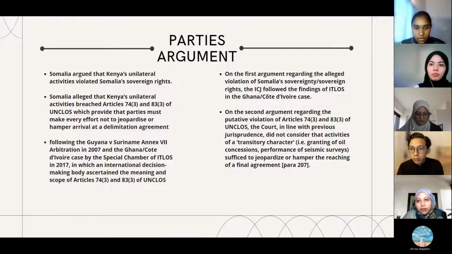Nonetheless, the court appears to have endorsed the argument that unilateral drilling in disputed marine areas that causes permanent injury is a violation of UNCLOS Article 74 and Article 83. Next slide.